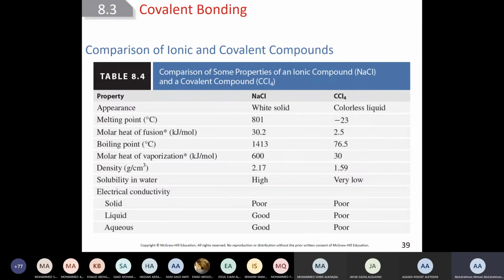Now, this table shows you the relation between ionic and covalent bond. What's the difference between ionic bond and covalent bond? What's an ionic bond? One non-metal and one metal. And what will happen? One loses electrons and one gains electrons.